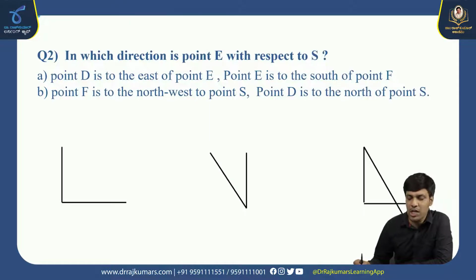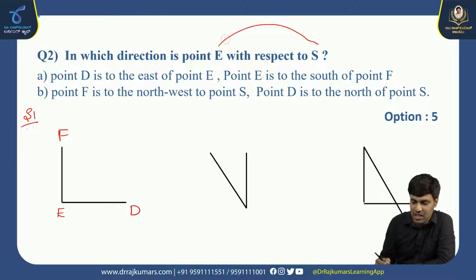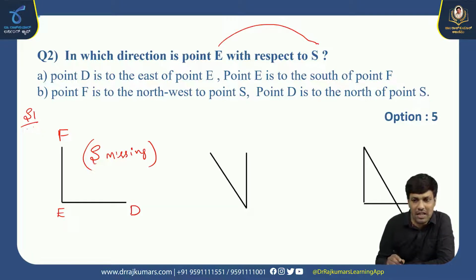In which direction is point E with respect to point S? We are supposed to find the direction of point E with respect to S. The first statement says point D is to the east of point E, and point E is to the south of point F. From statement 1, we require two parameters, that is E and S. In the first statement, we have only E and S is missing. With this missing case, we cannot conclude which direction E is with respect to S. So it is insufficient data.